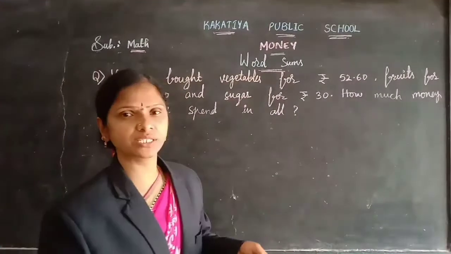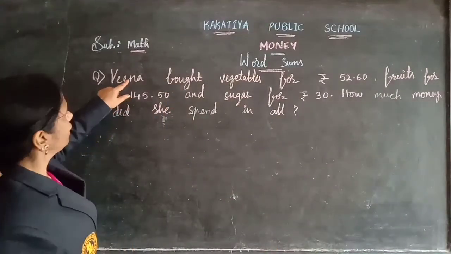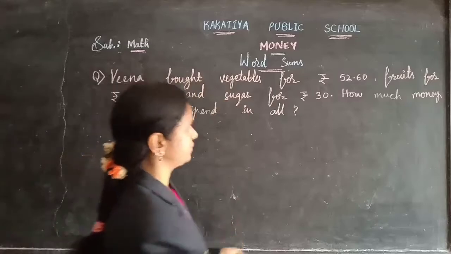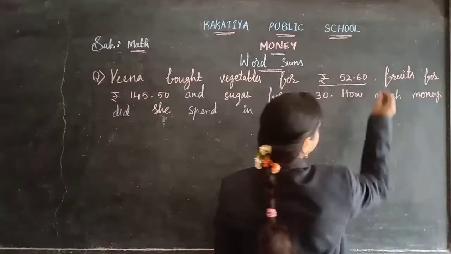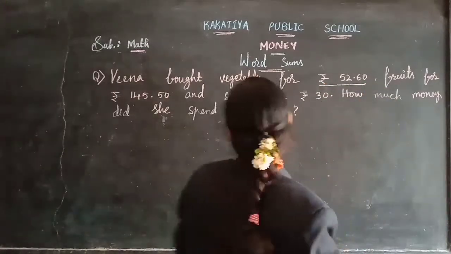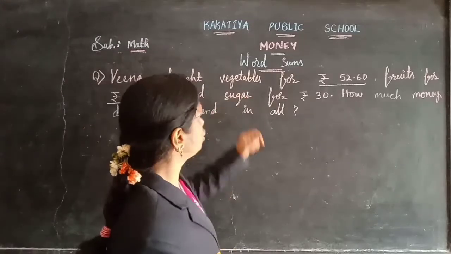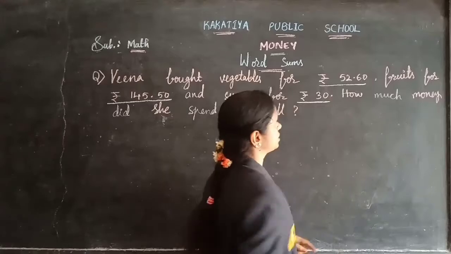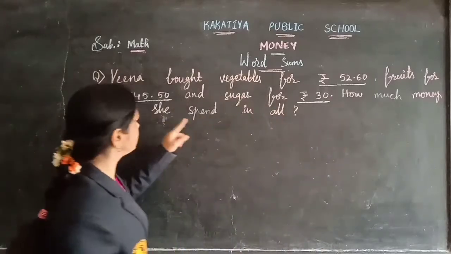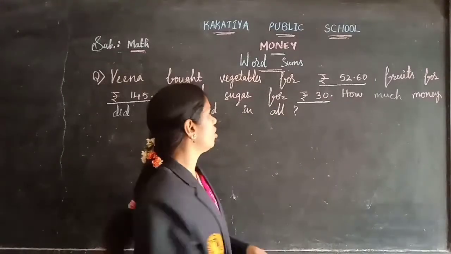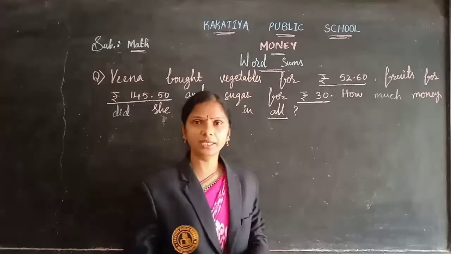Yes, let's do this word sum here. What is given here? Veena bought vegetables for 52 rupees 60 paise, fruits for 145 rupees 50 paise, and sugar for 30 rupees. How much money did she spend in all? In all means you need to do the addition.